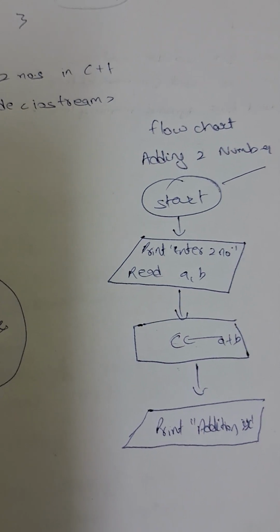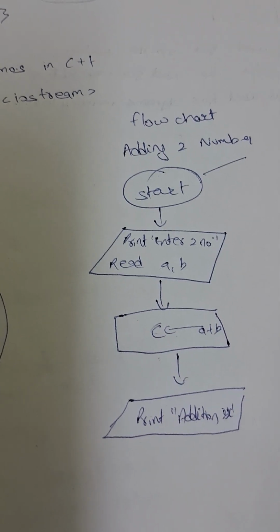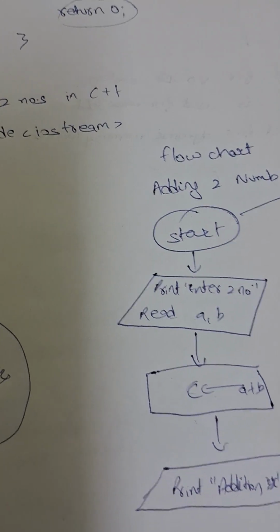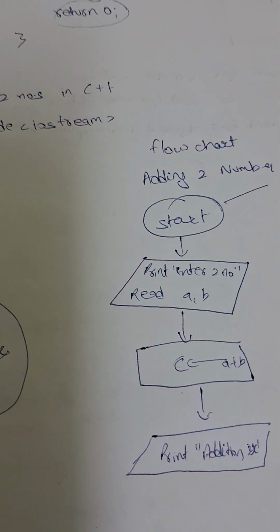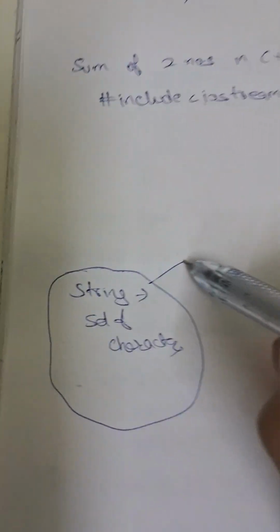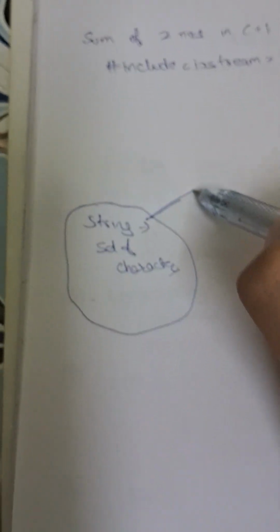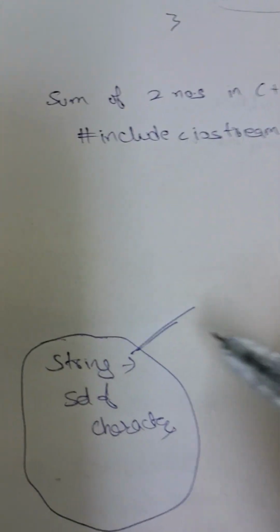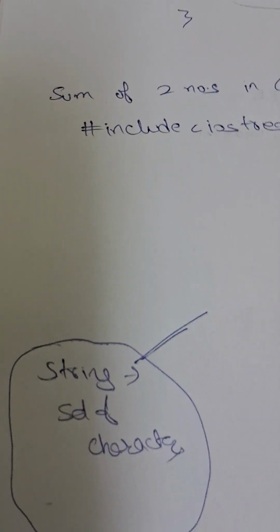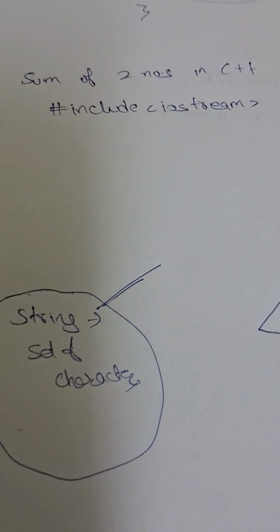Don't think that this is the only program, or that this flowchart is the only one we have to use in every code. In this you should know about string. What is string? String is a set of characters. If we print characters in our input, then we use string. So now we make one code that is the sum of two numbers.